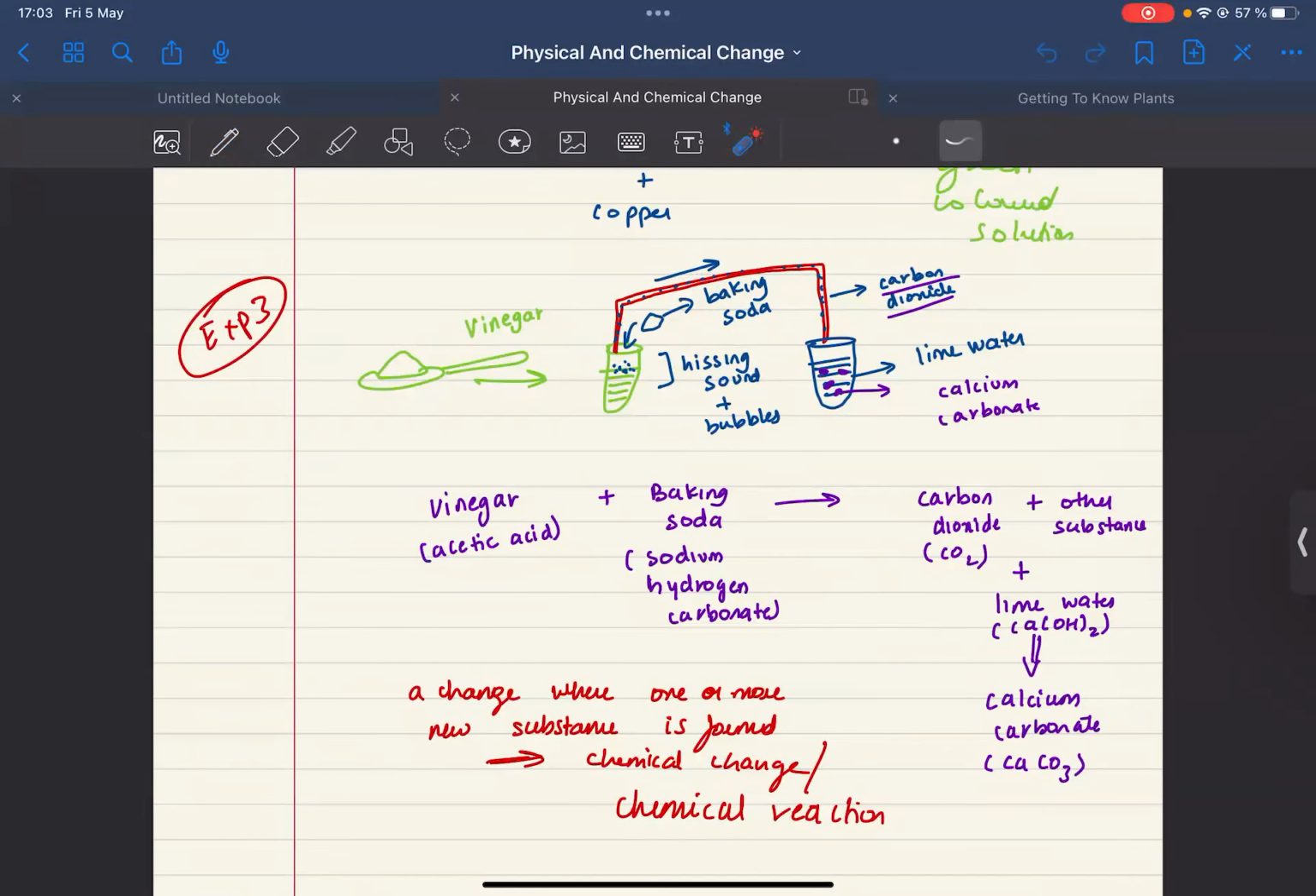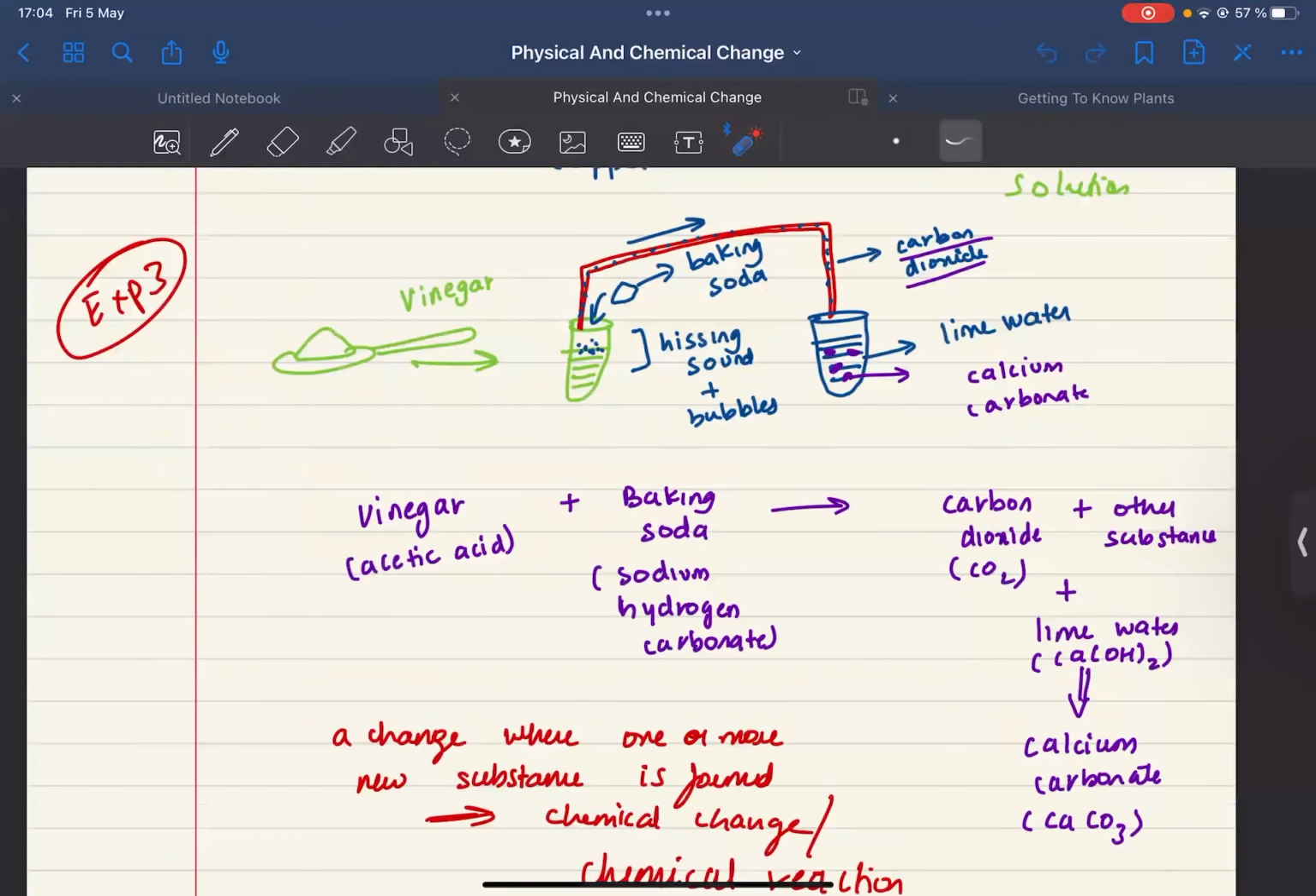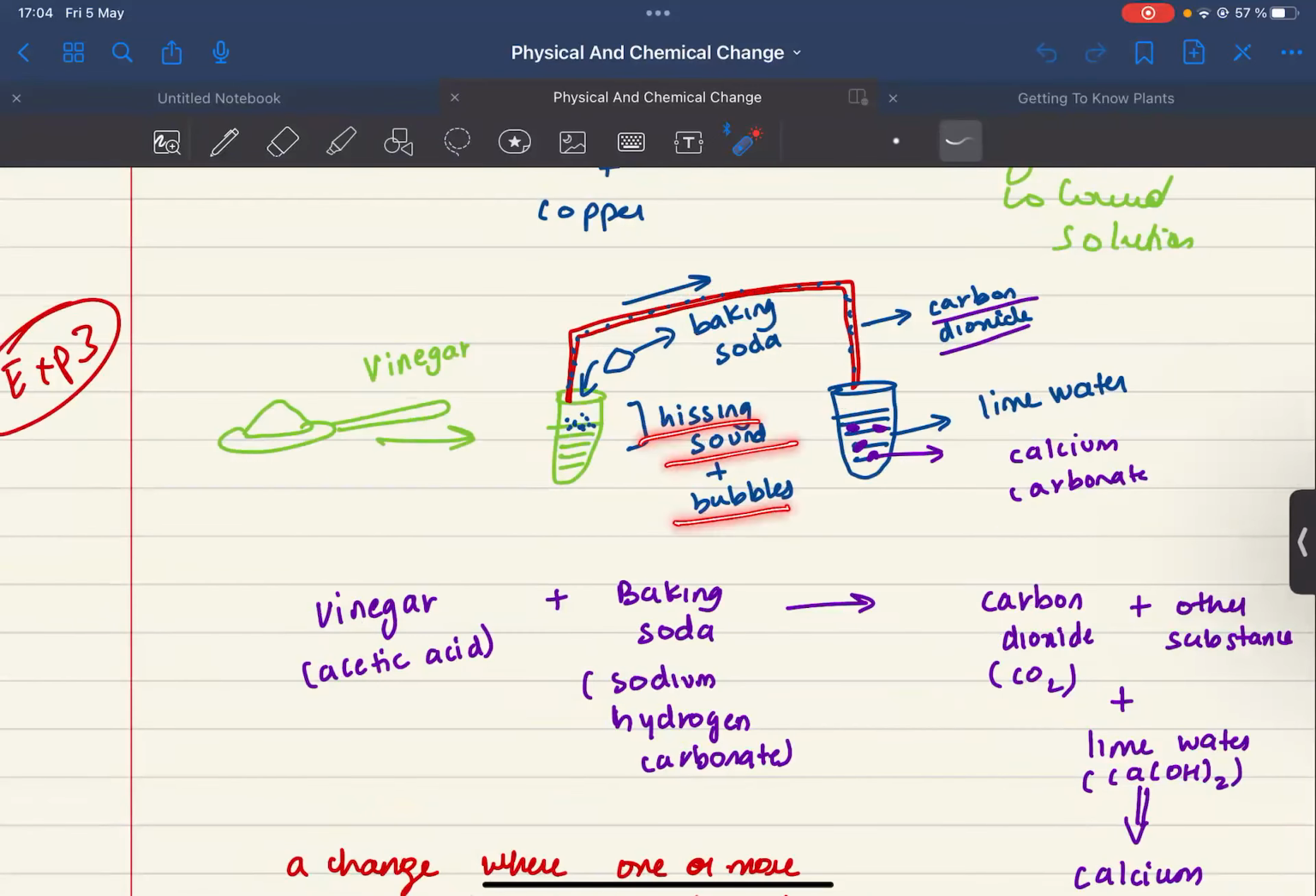So the reaction is you take vinegar in a test tube, and you're adding baking soda to it. When you're adding that, you have a hissing sound along with bubbles being formed. You attach it to a glass tube, the red tube you can see over here, leading to another test tube that consists of lime water. The air that is coming is let to pass through this glass tube. After a few minutes, this lime water turns into a milky white solution. This shows that carbon dioxide is released over here.